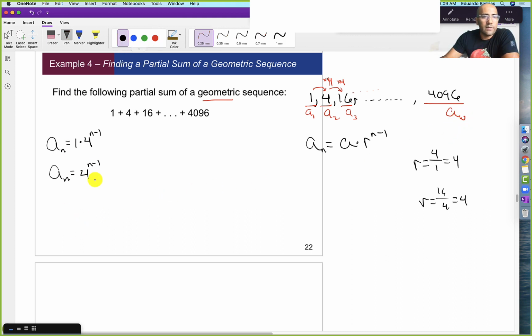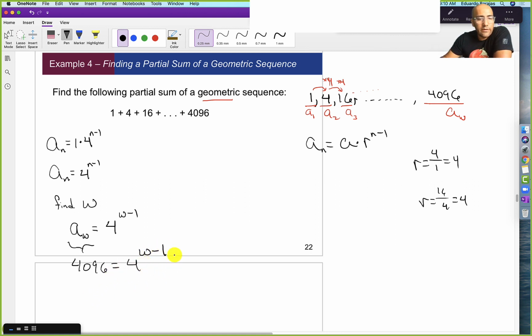Now I'm going to use this formula and find w, such that a sub w equals 4 to the w minus 1 power. And we know that in this case, this term is 4096. So find w such that 4096 equals 4 to the power of w minus 1.